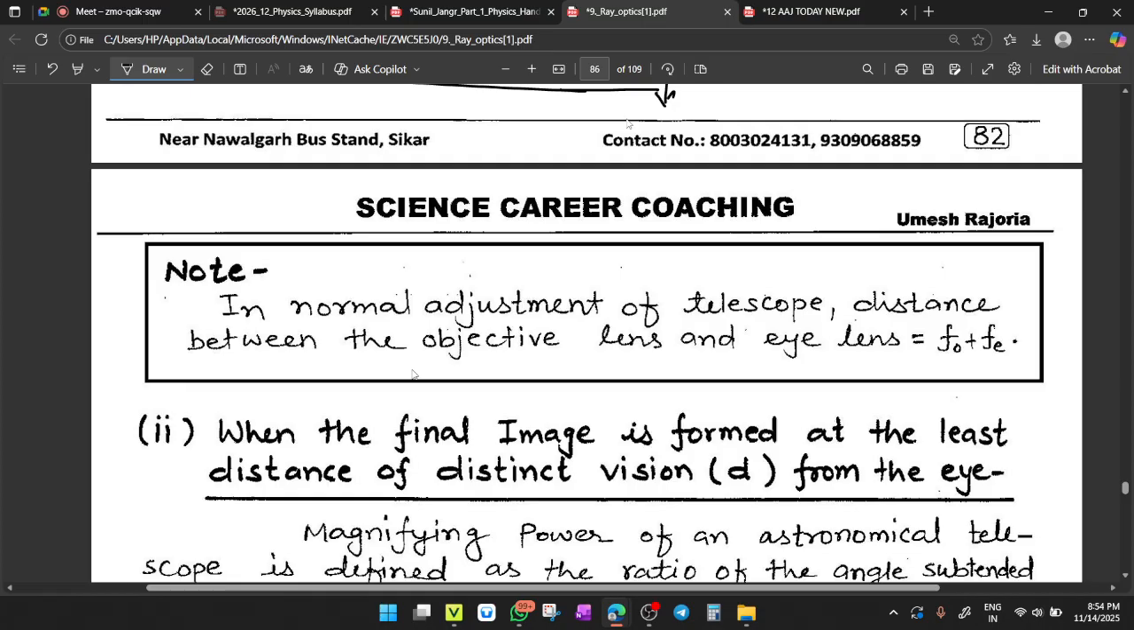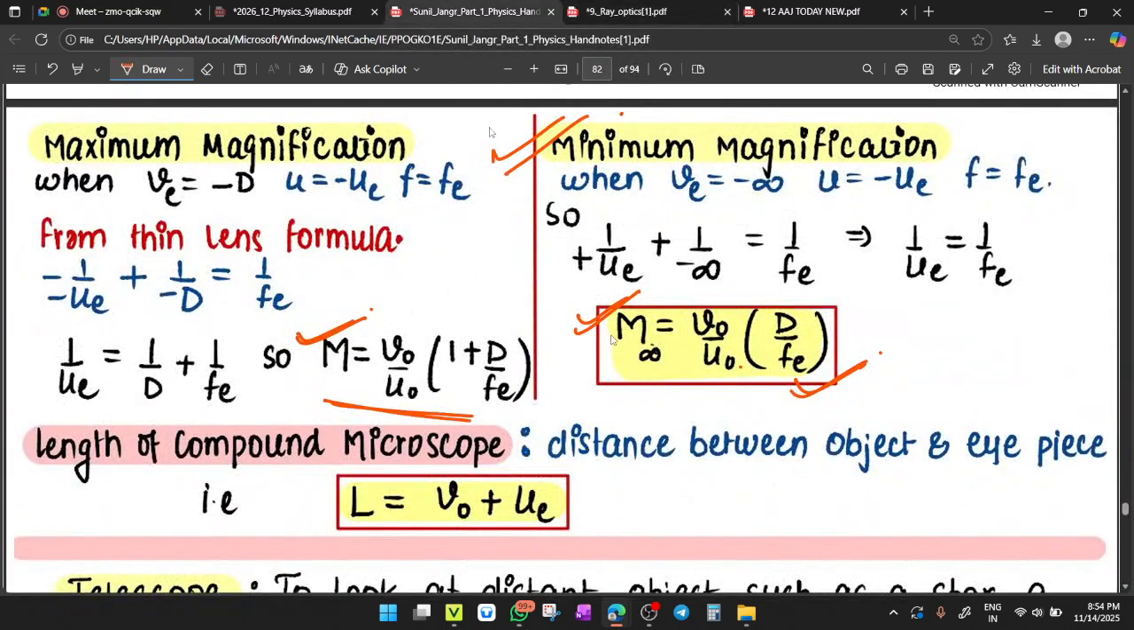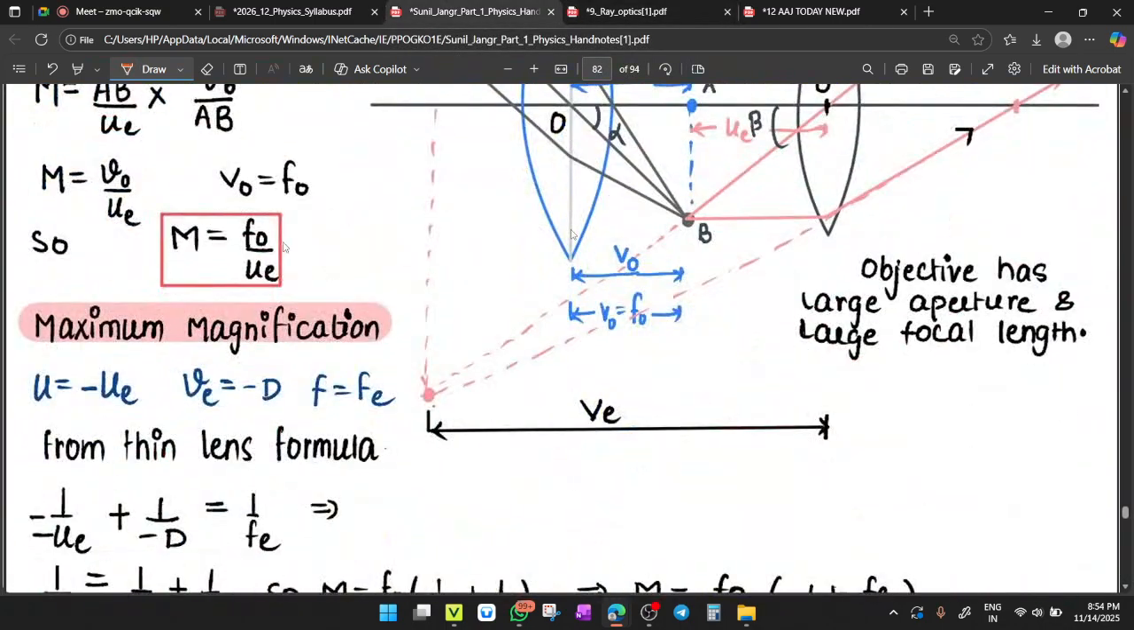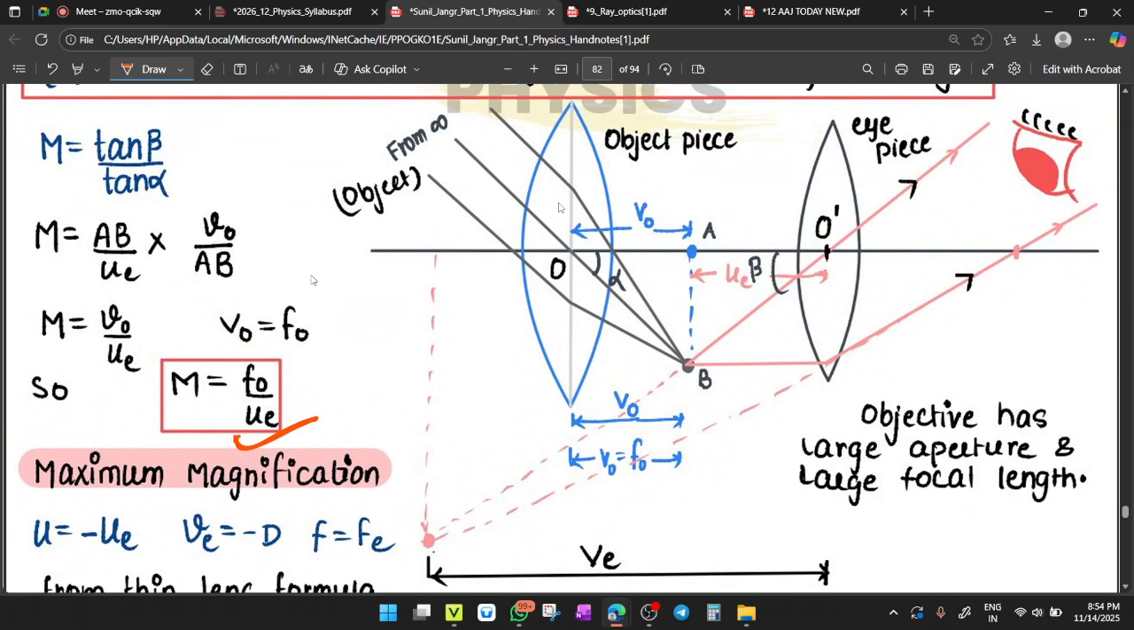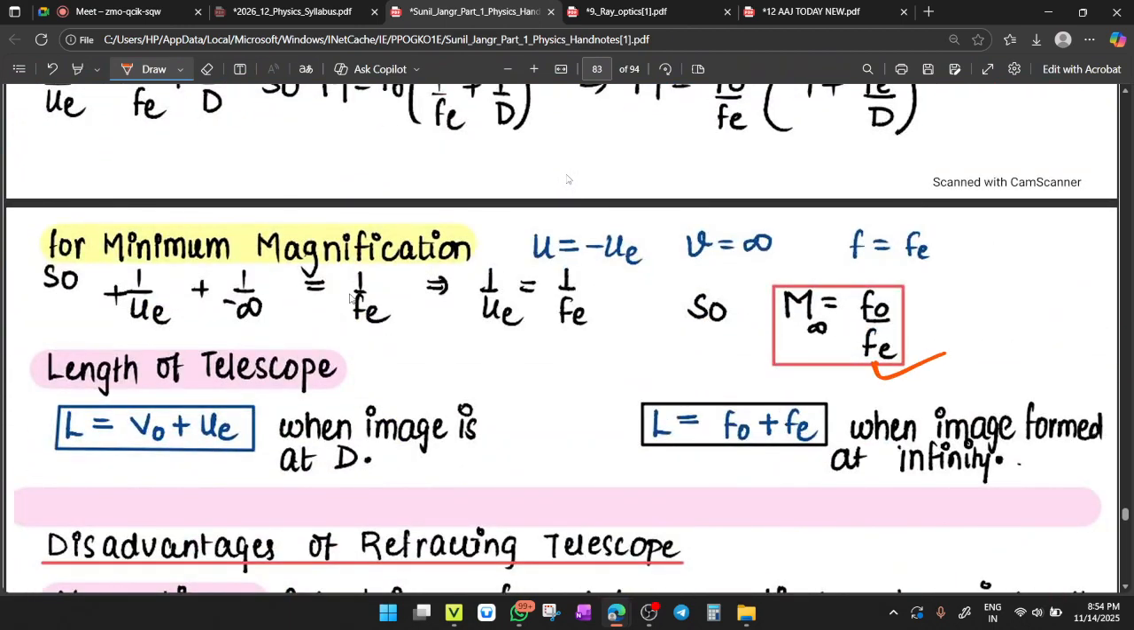In normal adjustment of the telescope, the distance between the objective lens and eye lens equals FO plus FE. That is the length of the tube. Clear? L equals FO plus FE. So done. This is for normal adjustment. We have seen M equals FO upon FE. This is the condition for minimum magnification. Normal adjustment is called minimum magnification. Another name is normal adjustment. Clear?